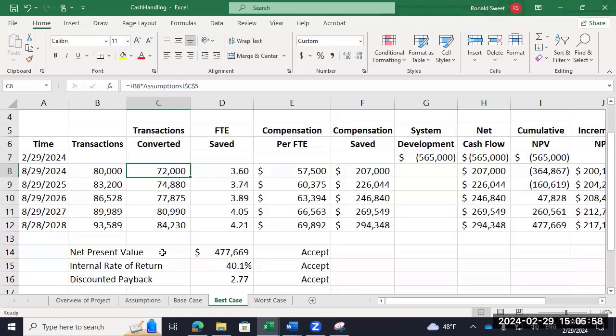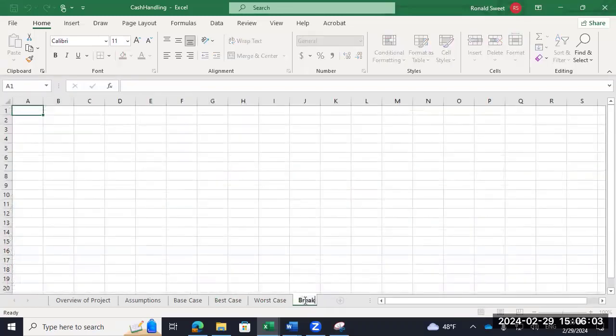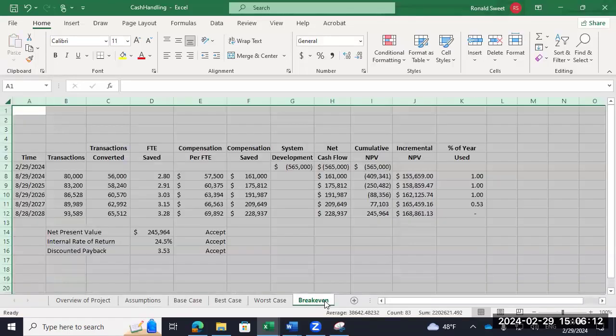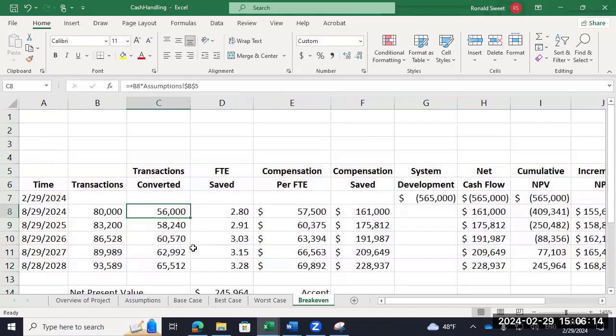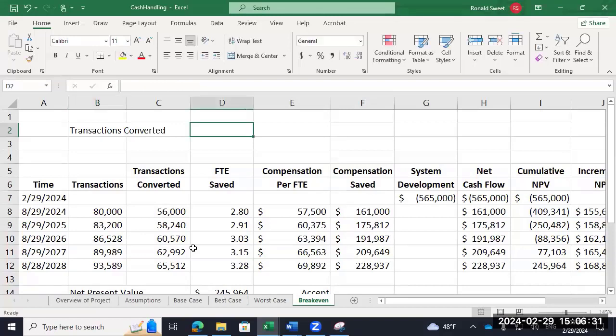All right, we have one last case to do, and that is break even. So I'm going to take the base case again. I'm going to copy it over. And I'm going to do a break even on transactions converted, but to do the break even, I have to have that assumption on this page. So transactions converted. Let's start with 50%.